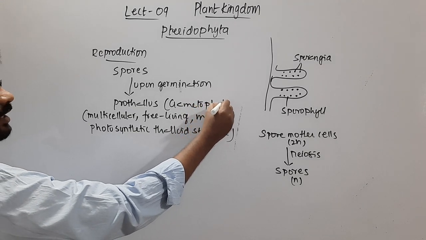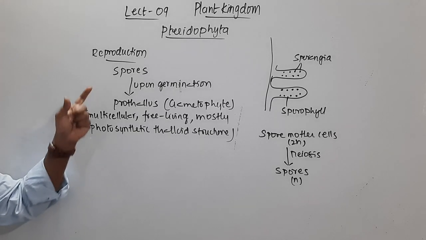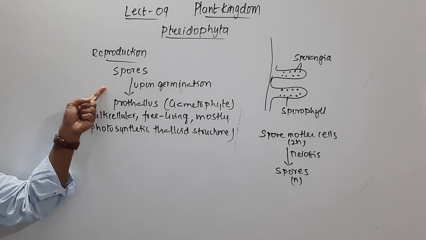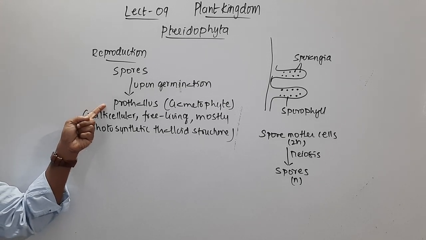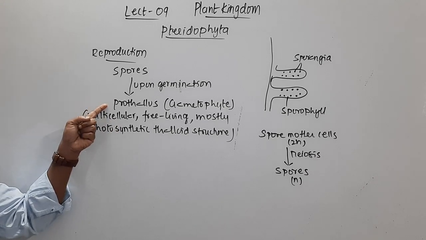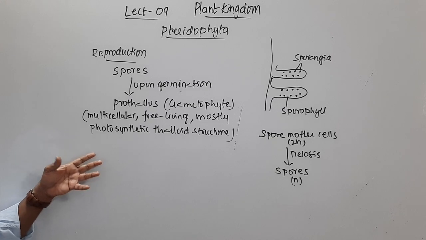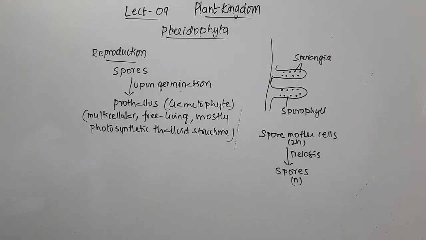I hope we remember the alternation of generations in plants: the sporophyte will give rise to the gametophyte, and the gametophyte later will give rise to the sporophyte. So here the spores upon germination have given rise to a thalloid structure called the gametophyte, and it is capable of performing photosynthesis, free living and multicellular.